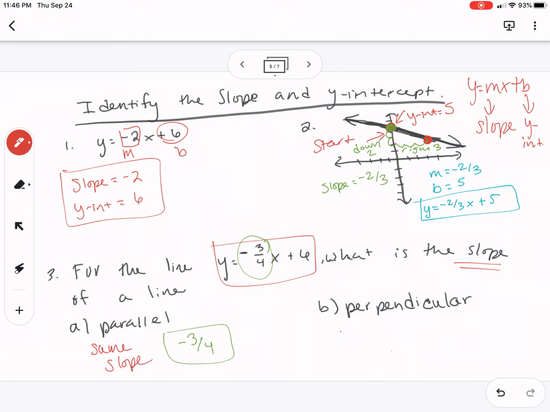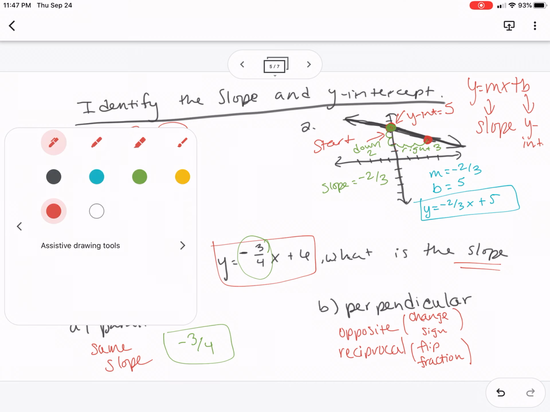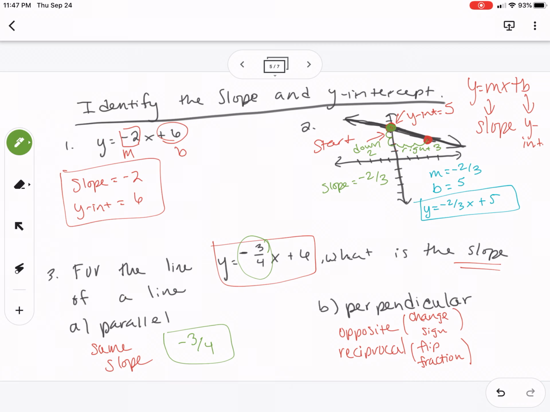For perpendicular, we learned that the slopes are opposite reciprocals. That means that you change the sign and flip the fraction. So if our slope here was a -3/4, we would change it. We're going to change it to a positive, and if we flip it, it becomes 4/3. So the perpendicular slope would be 4/3.